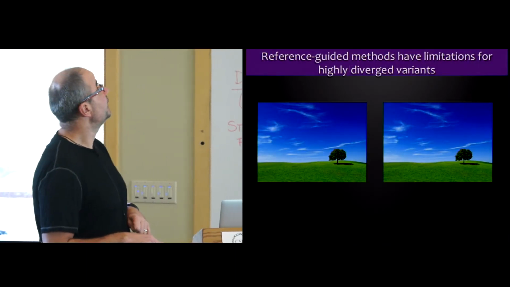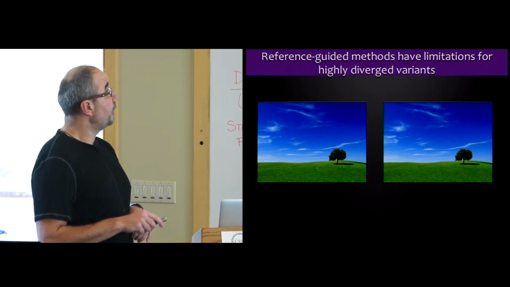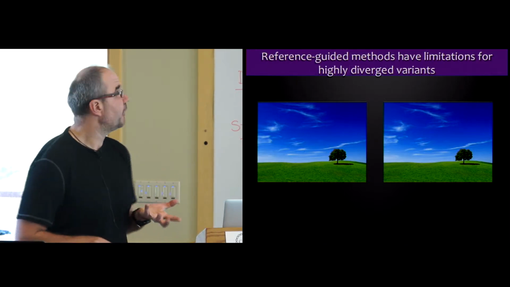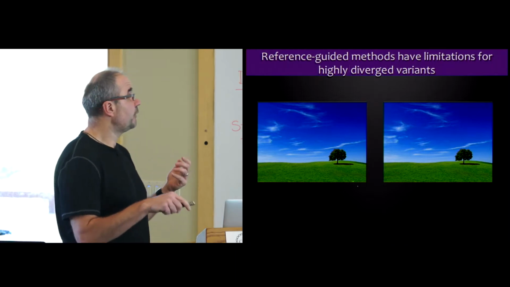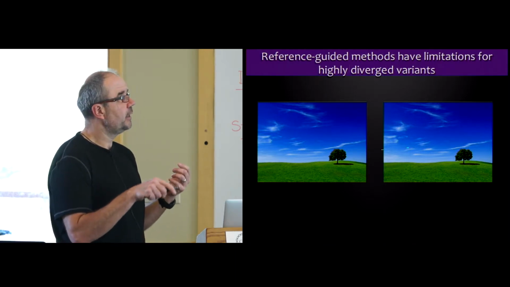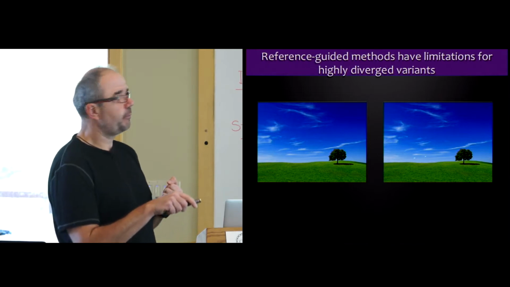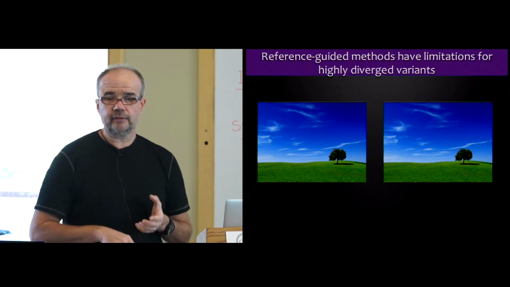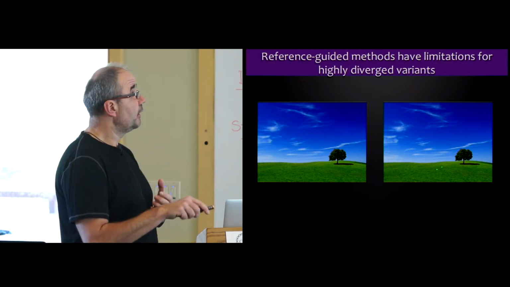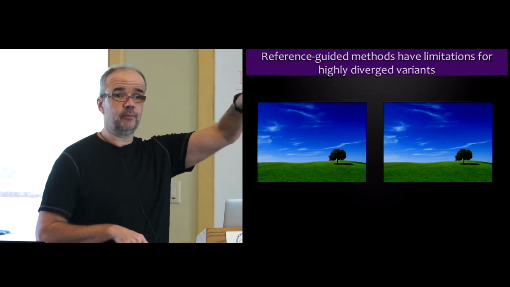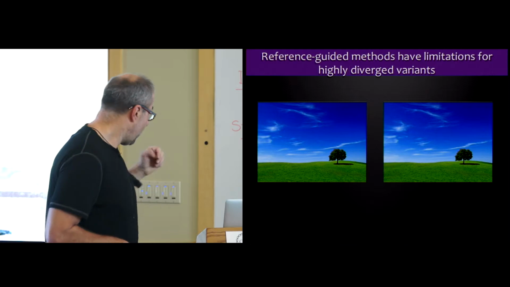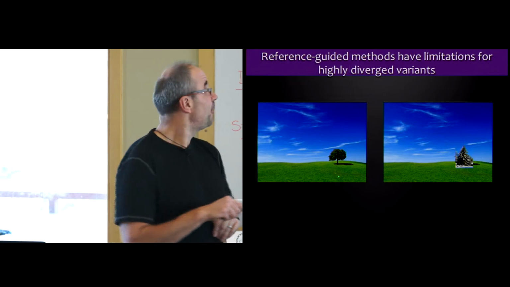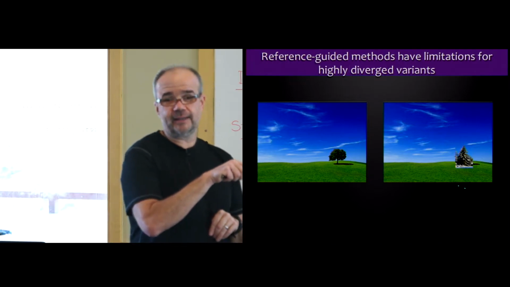So the idea here, and I'm going to go back to my starting analogy, is that reference-guided methods have limitations for diverged variants. If you look at two individuals and the differences might be little specks, some little printing errors between the two boxes, it's easy to do reference-guided, because even if you had a little speck, you would still be able to place that piece where it is. But if you have a situation like that, now the piece that represents this tree does not look like that, and vice versa.